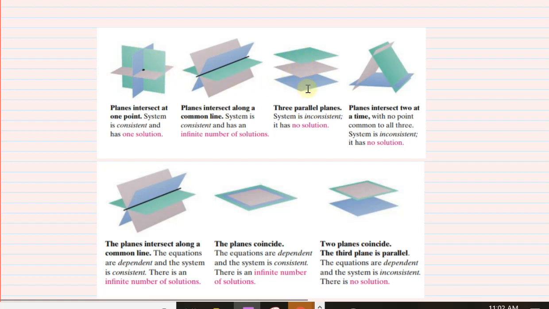Here we have 3 parallel planes or surfaces. These do not cross at a common point, neither at a single point nor a common line or a common surface. Therefore, this one has no solution. This one doesn't have a solution either, because they're pairwise solutions.